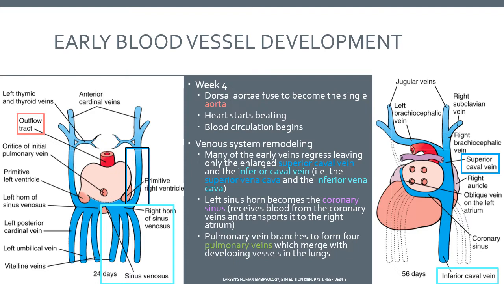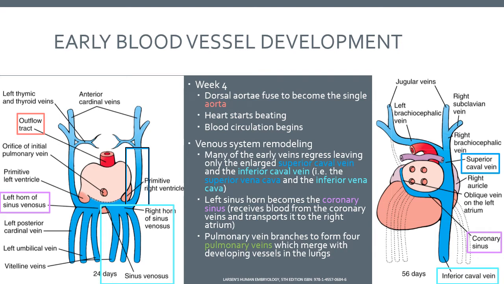The left sinus horn, and when they're talking about sinus horns, it's a point of convergence for all the vessels, in this case for veins. So from the left sinus horn, an area where all of these veins are converging, it becomes the coronary sinus. The coronary sinus is a vessel that receives blood from the coronary veins and transports it into the right atrium. So it runs along that curve of the heart.